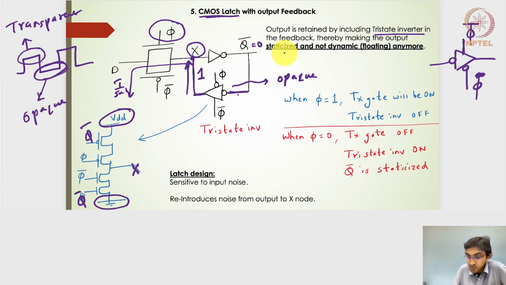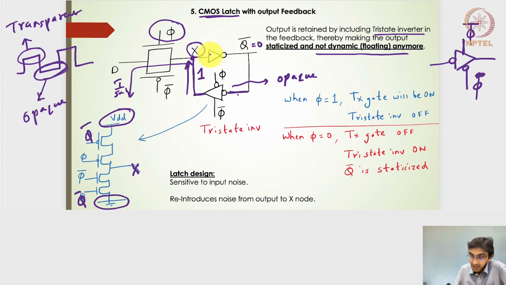So thereby the output node is staticized, or rather it is driven to either a logic 1 or 0, even if the subthreshold leakage current is likely to discharge or charge this output node. Because of this tri-state inverter, the rail voltages are going to dominate or drive this X node. So it is no longer a dynamic or floating node anymore. This design technique helps to overcome the dynamic node voltage problem at the X node.